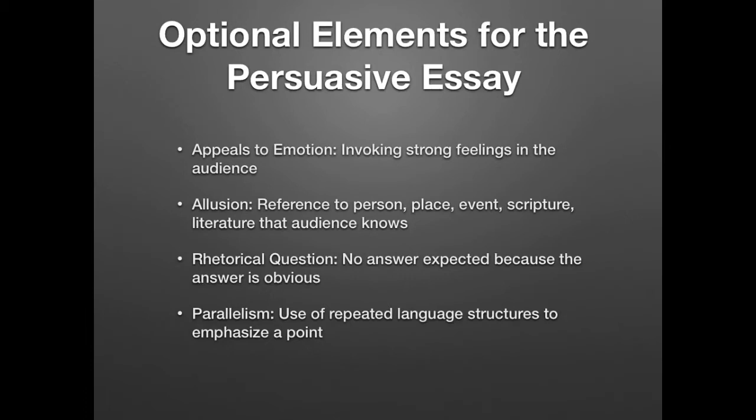And another example would be parallelism. That can be a nice option. It's the use of repeated language structures to emphasize a point. So we saw that in the Declaration of Independence when Thomas Jefferson wrote about King George. He has, he does, he will, he is. He repeated that sentence structure to show the many transgressions of King George.